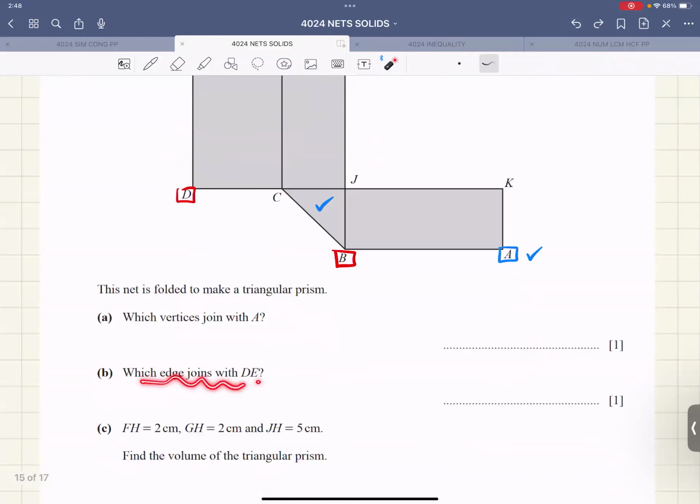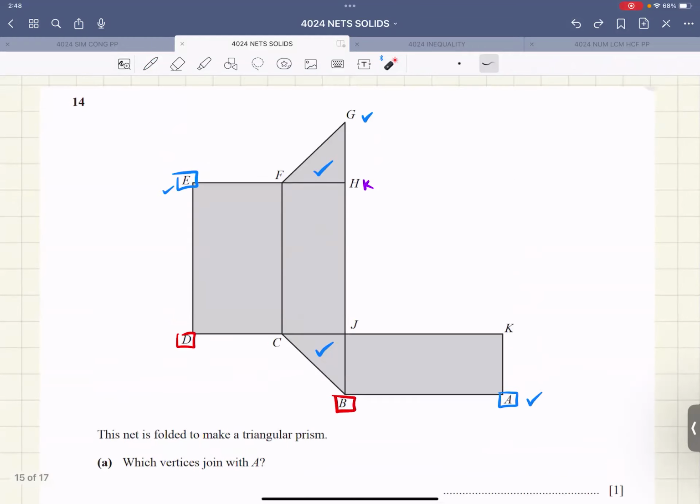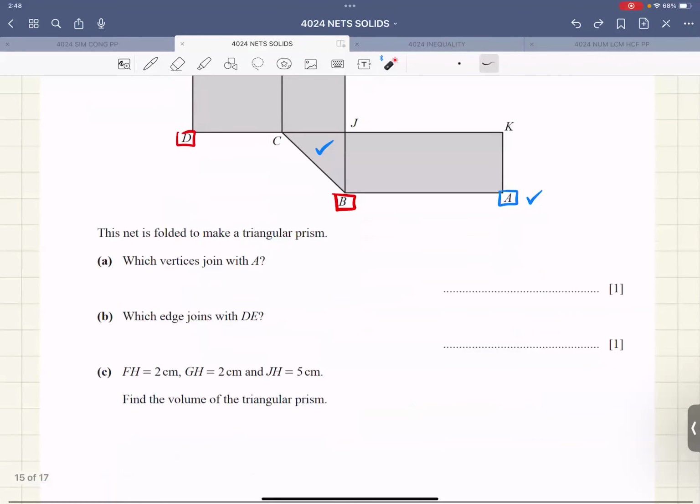Which edge joins DE? So DE, which edge will join DE? That will be AB. So first of all, let me write G, let me write E, let me write AB. You can write AB, you can write BA, both are perfect.